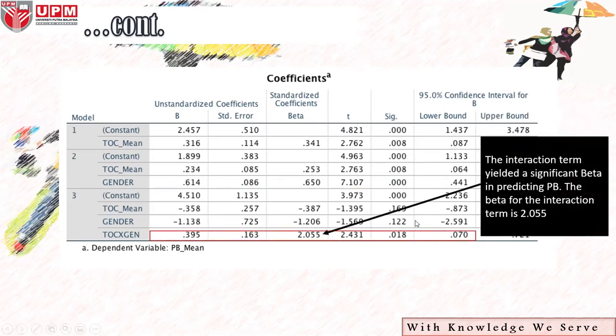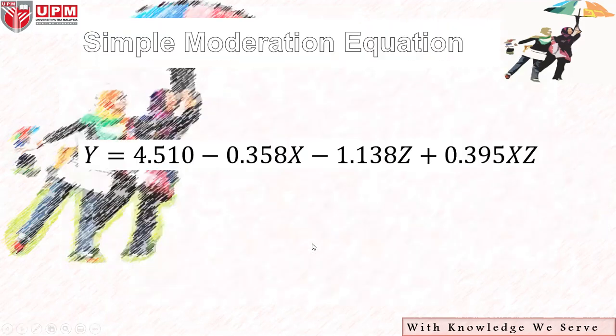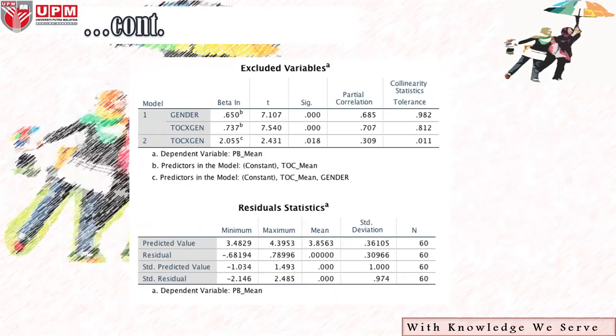Next one, the interaction term. Okay, it contributes a significant beta in predicting philanthropic behavior. So the beta for the interaction term is 2.055. So very high. Kita tengok memang melonjak interaction term ni. Okay, ni tak ada apa.